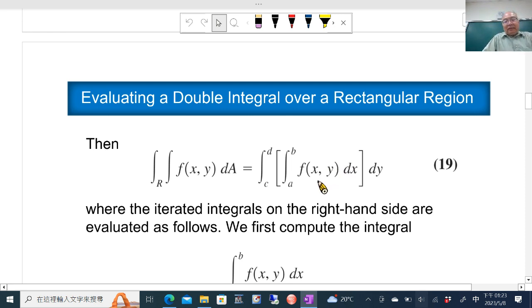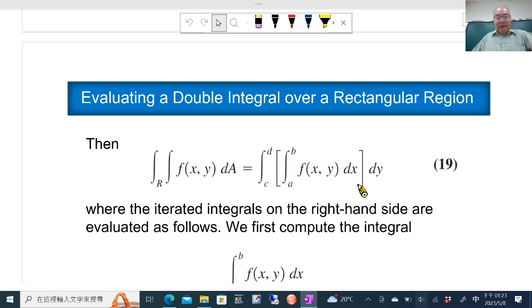And since you plug in the lower limit and upper limit for x from a to b, the result of this definite integration has no x at all. The only unknown variable left will be y. So inside the brackets is a new function with variable y. Therefore, you can evaluate the definite integration with variable y. Okay, and that is called an iterated integral.